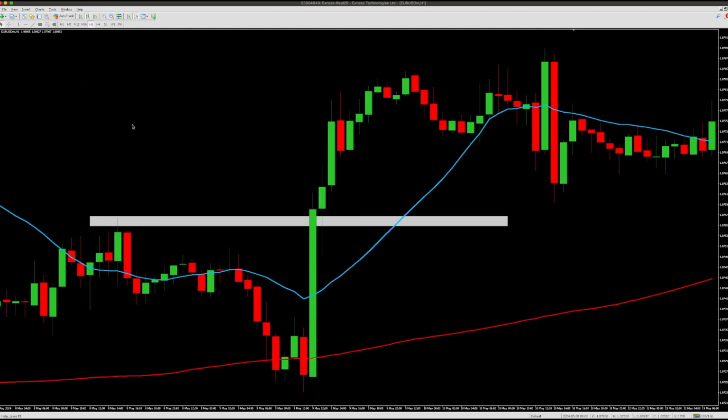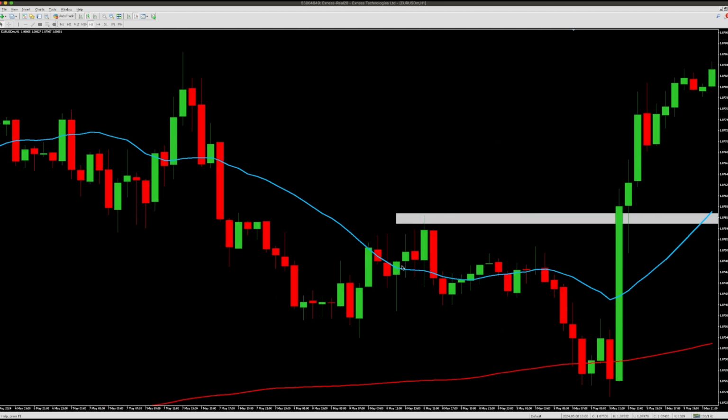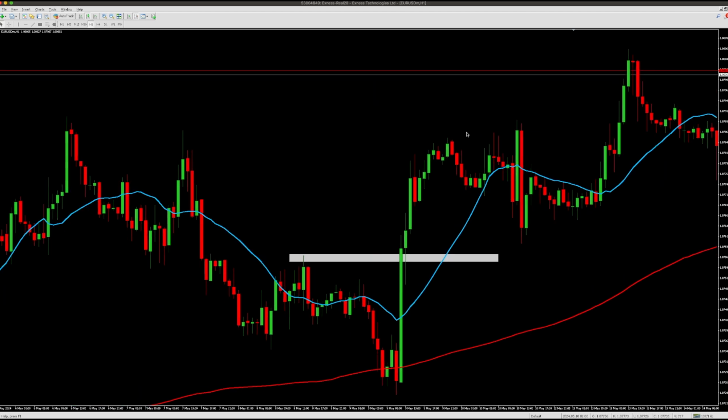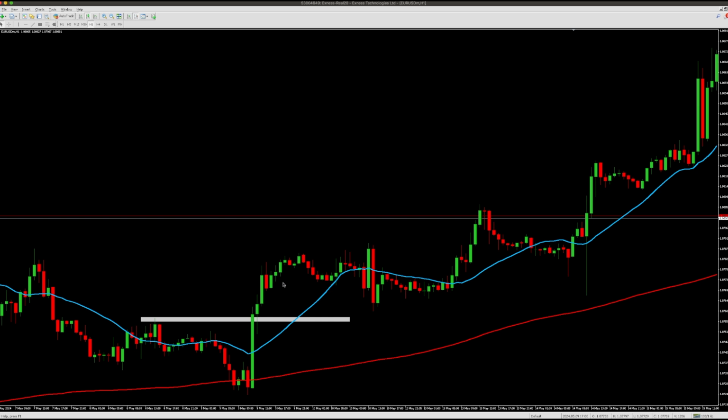And so you can see this area here was the previous high. So you wait for the market to break above that previous high. Once it breaks above the previous high, it is also above the 20 period moving average. Don't take a trade when the market is above the 20 period moving average.